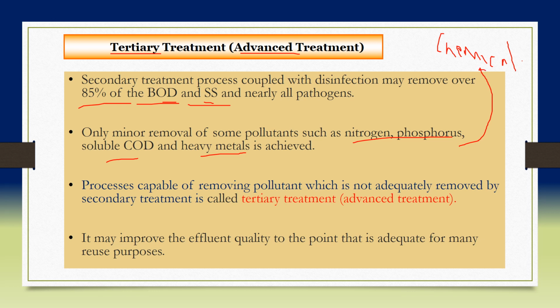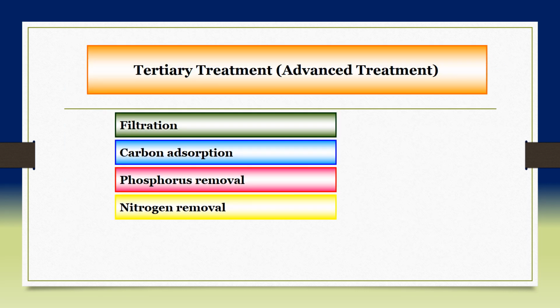So process capable of removing pollutant which is not adequately removed by the secondary treatment is called tertiary treatment. It may improve the effluent quality to the point that is adequate for many reuse purposes. So antara contoh tertiary treatment kita ada filtration, carbon adsorption, phosphorus removal, nitrogen removal.